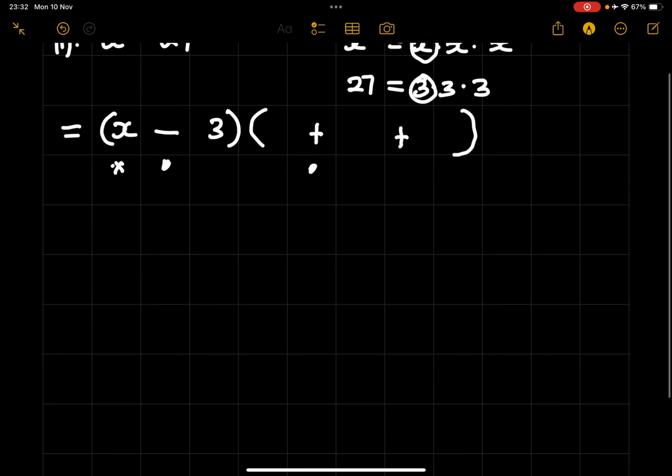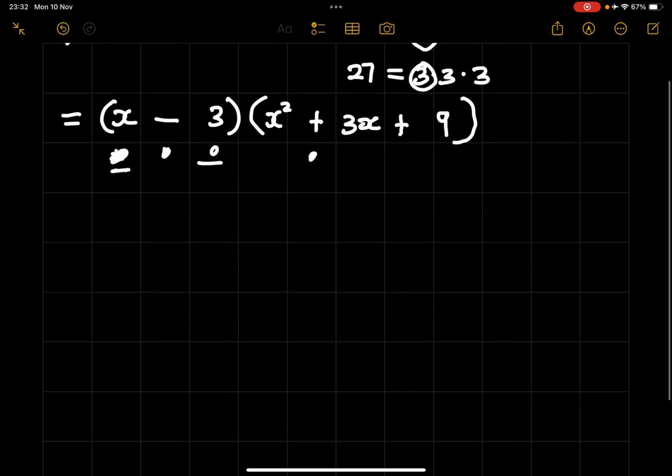Now, what is x times x? X times x is x squared. Then it comes here. What is 3 times 3? 3 times 3 is 9. Then it comes here. What is x times 3? X times 3 becomes 3x. And that is fully factorized. Let's go to 12.